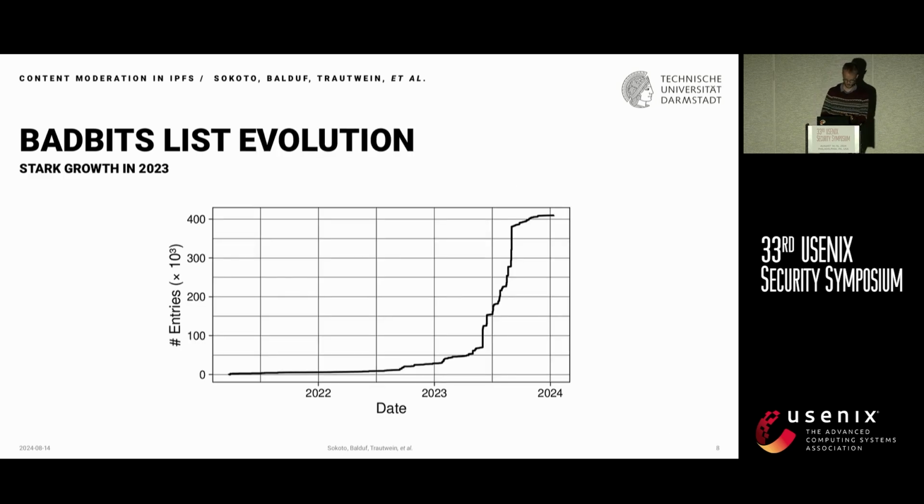Let's look at the evolution of the list first and foremost. It was created in 2021, and we see some growth in 2021 and 2022. However, most growth, quite explosively, happened in 2023, also in large batches. When seeing this, and seeing that there's a list of 400,000 entries, the question we had was, well, what's on the list? So we found out.